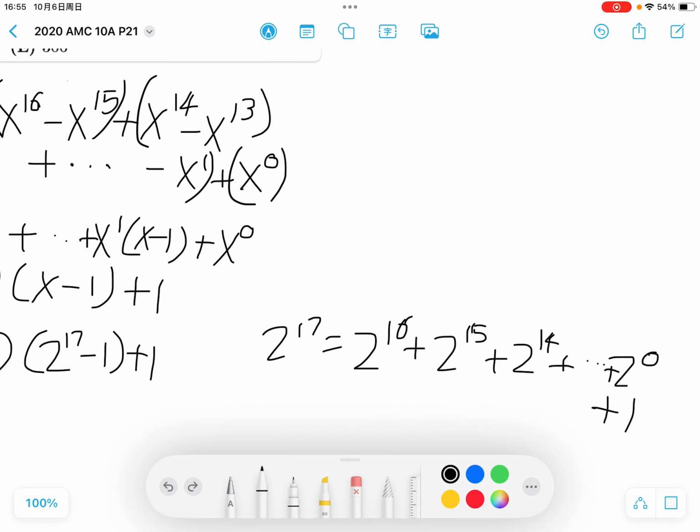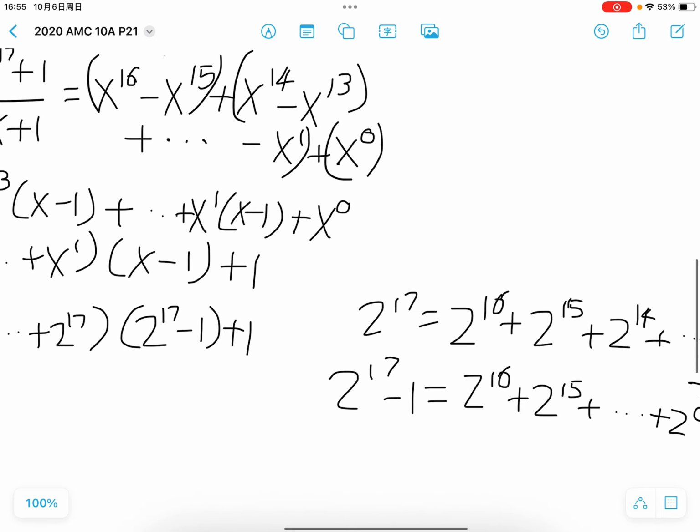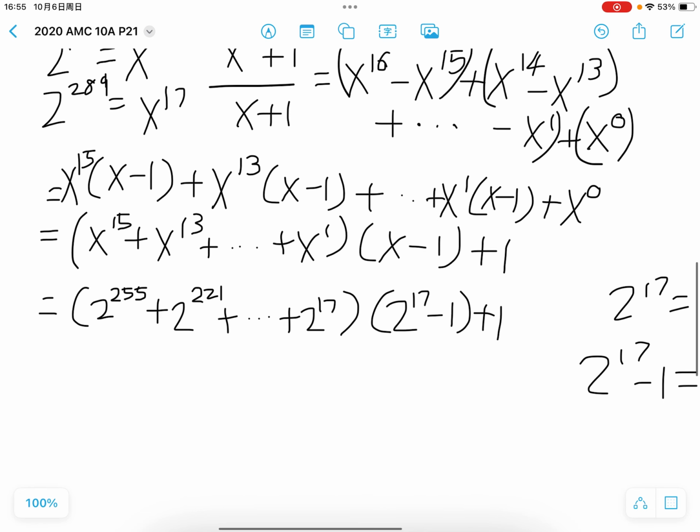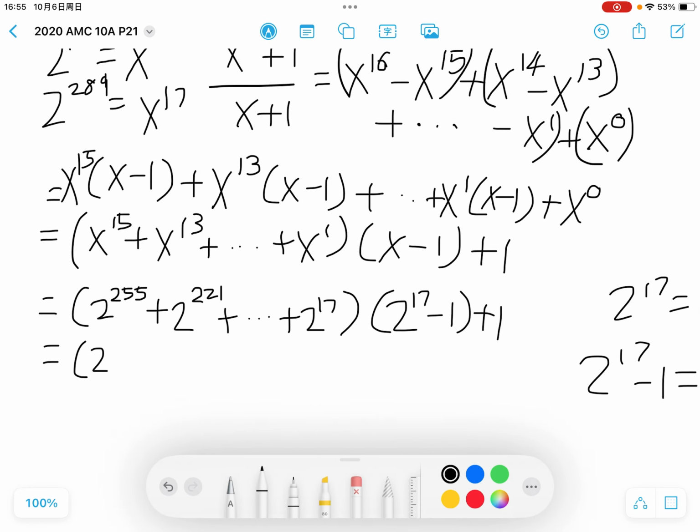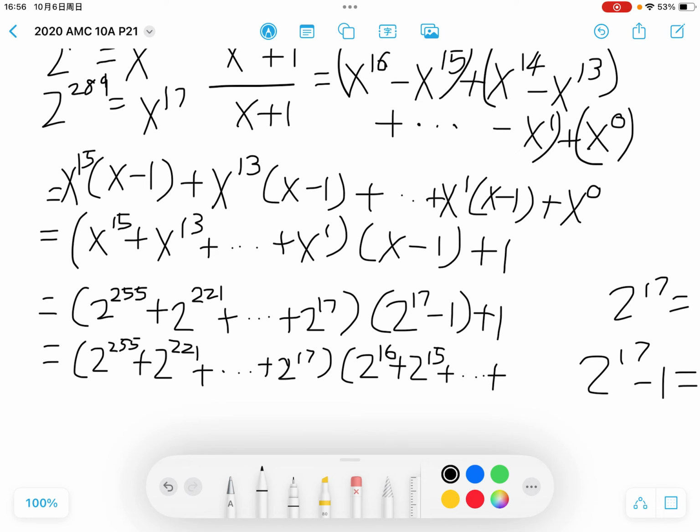So if you rewrite 2 to the power of 17 like that, 2 to the power of 17 minus 1 will be everything but this. So it would be 2 to the power of 16 plus 2 to the power of 15 all the way to 2 to the power of 0. And then you don't have the plus 1, because that's just cancelled out by the minus 1. So when you come back over here and rewrite everything, you have 2 to the power of 255 plus 2 to the power of 221 plus all the way to 2 to the power of 17. And then plus, this becomes 2 to the power of 16 plus 2 to the power of 15 all the way to 2 to the power of 0 plus 1.